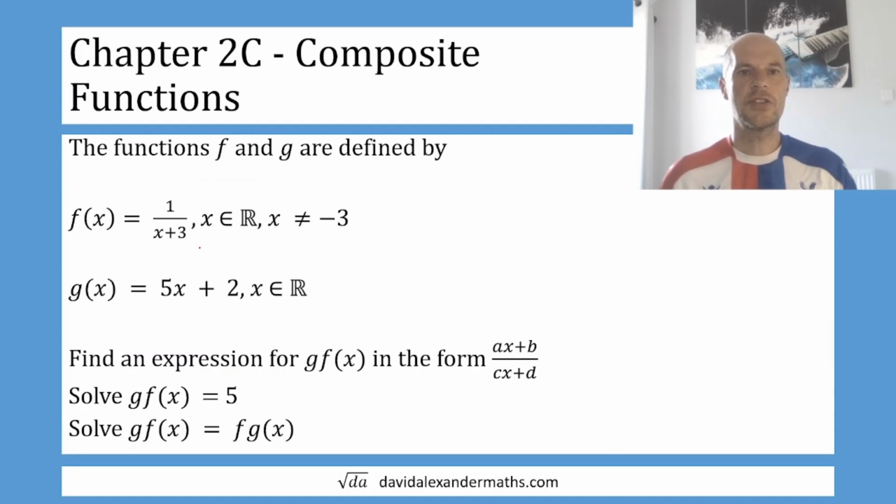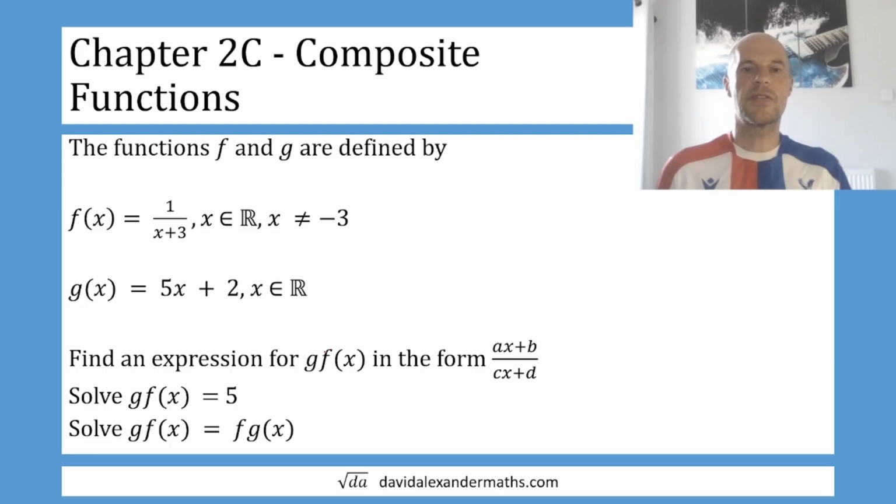Okay, so here we've got two functions, and a lot of the time we've just got all this ugly looking stuff which seems very confusing. So x is a real number, but it can't be -3. The only reason they're saying that is because if it could be -3, then -3 plus 3 would be 0, and we can't divide by 0.